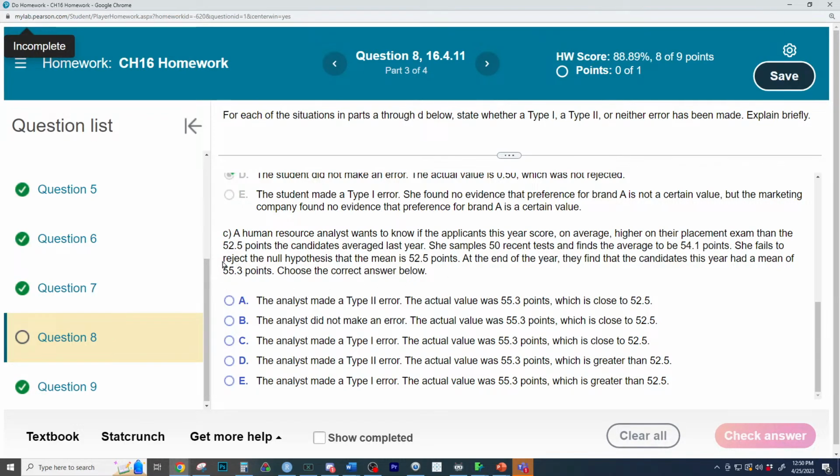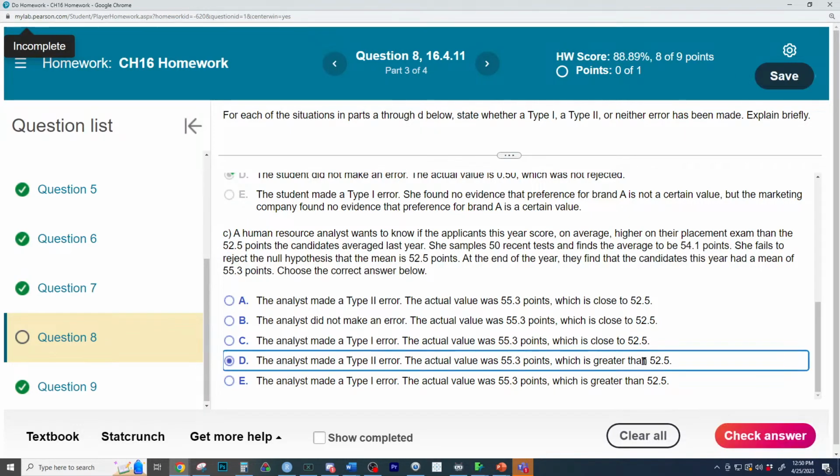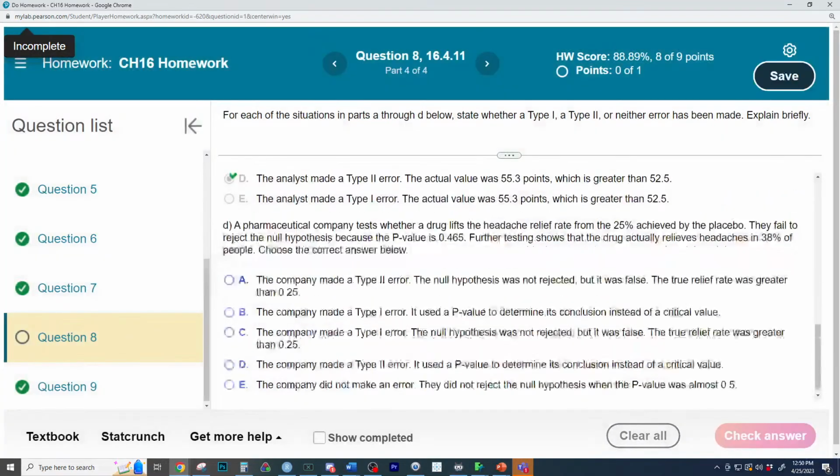She fails to reject the null, so that is open to a type 2. That the mean is this. At the end of the year, the candidates this year had a mean of this, so it was higher. So she failed to reject the false null. So this is a type 2. The actual value is this, which is greater than. So she failed to reject the false null. Jesse, another 1,000 points. Keep up those answers. Great job right there practicing the questions, because that's what we want to be able to do.